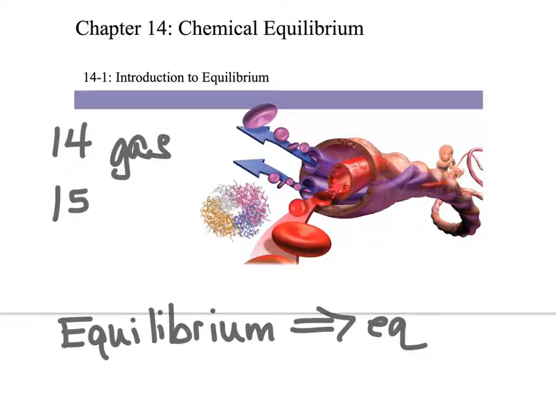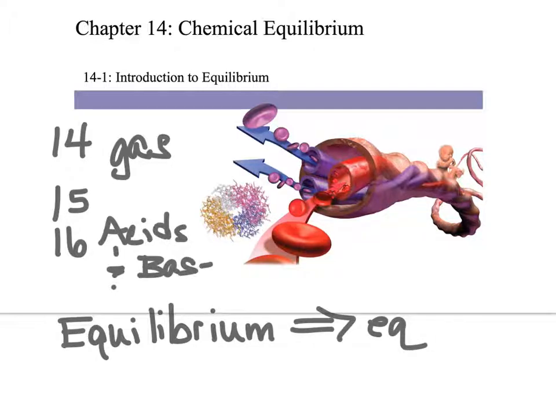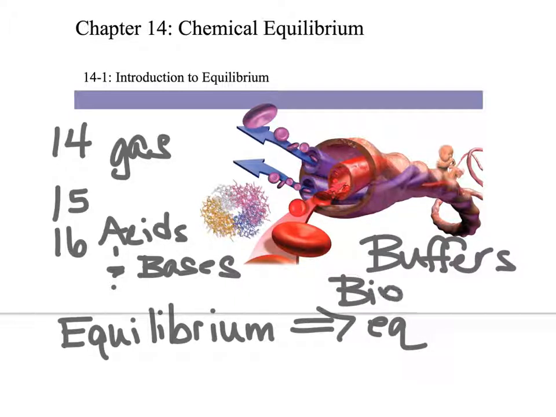Chapters 15 and 16 will be about acids and bases, as well as the equilibrium that is specific to those types of reactions. We'll also talk about buffers and biological systems, which exist in acid-base equilibrium.